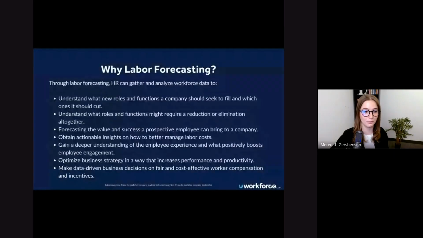So I want to turn to this next slide, if I can pull it up here, talking about why labor forecasting is important. Looking at some of these points, specifically the first ones: understand what new roles and functions a company should seek to fill and which ones it should cut. Understand what roles and functions might require reduction or elimination altogether. Forecasting the value of success a prospective employee can bring to the company. Obtaining actionable insights.